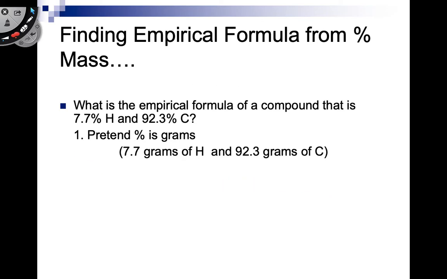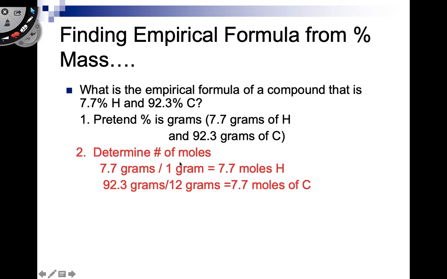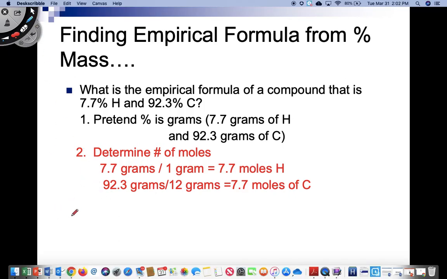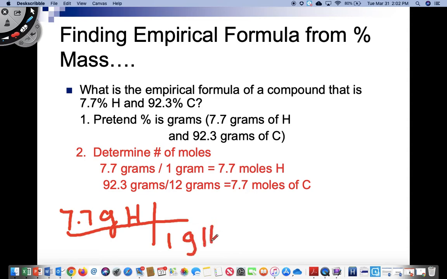So let's go back one step at a time. So first you have to pretend that these numbers that they give you here are in grams. So 7.7 grams of hydrogen and 92.3 grams of carbon. Now you're going to determine the number of moles. So remember that the way that this was done is taking the 7.7 grams of hydrogen and calculating the number of moles. So remember, you have to look in the periodic table. 1 gram of hydrogen is equal to 1 mole of hydrogen.